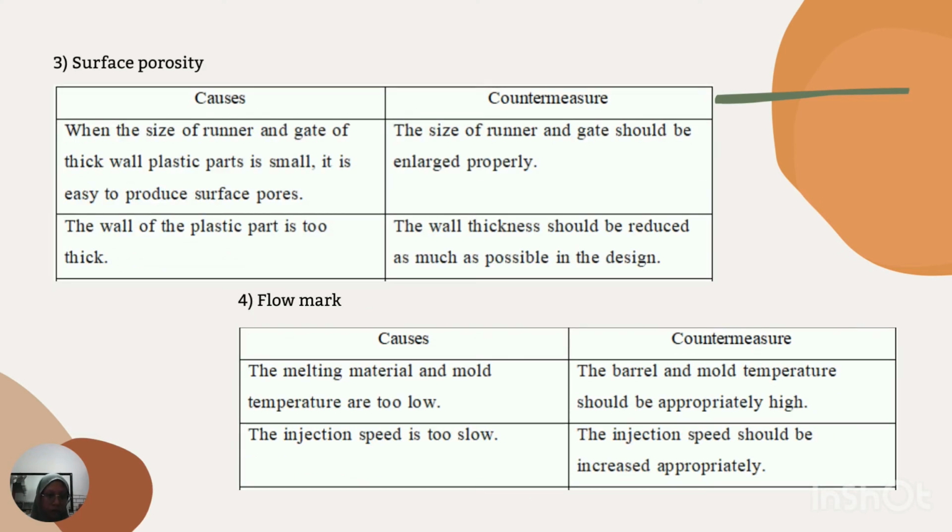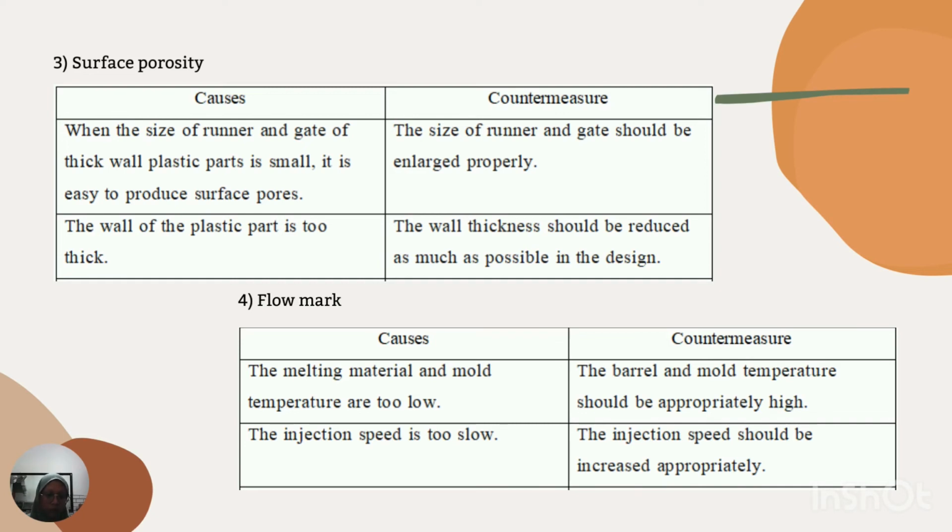Next, the surface porosity, caused when the size of the runner and gate of thick wall plastic parts is small, it is easy to produce surface pores, and the countermeasure is that the size of the runner and gate should be enlarged properly. Secondly, the wall of the plastic part is too thick, and the countermeasure is that the wall thickness should be reduced as much as possible in the design.